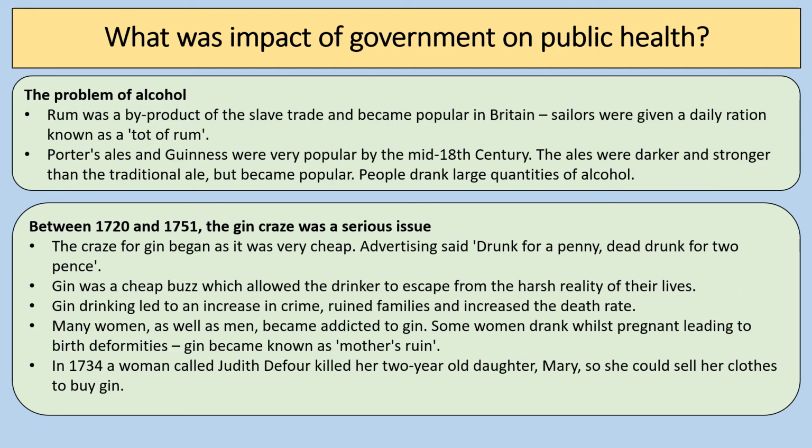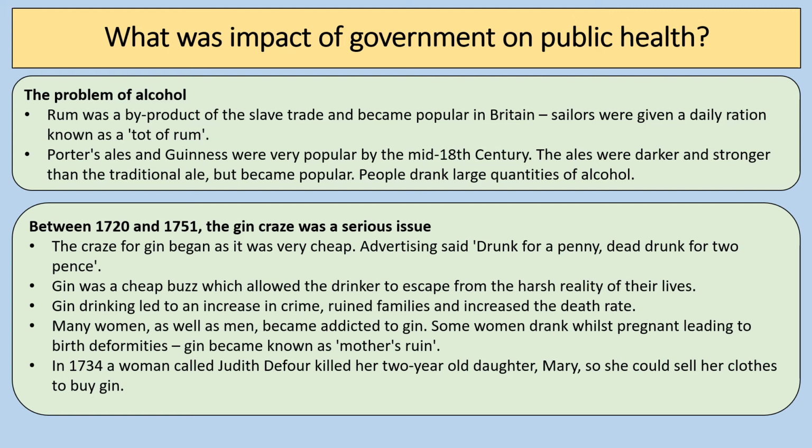So, problem of alcohol. Alcohol becomes a big problem and big public health concern. Bit of a strange one, as people have been drinking beer since medieval times. But anyway, rum and gin during this time had a lot more alcoholic strength than the beers that they were drinking. So alcohol becomes a problem in the early modern period. Rum is a byproduct of the transatlantic slave trade, and it became popular in Britain. Sailors were given a daily ration known as a tot of rum. Porter's ales and Guinness were popular by the mid-18th century. These ales are darker and stronger than the traditional ale, and people drank large quantities of alcohol.